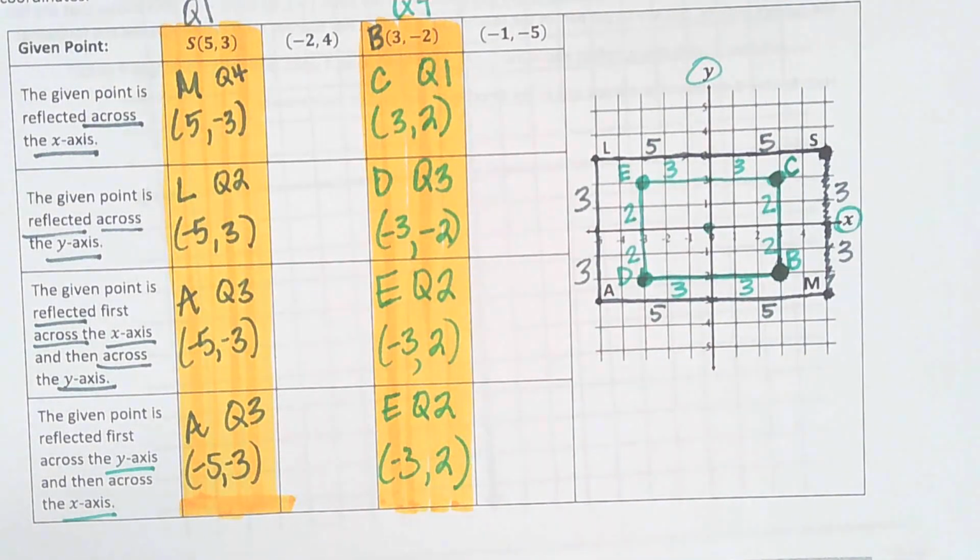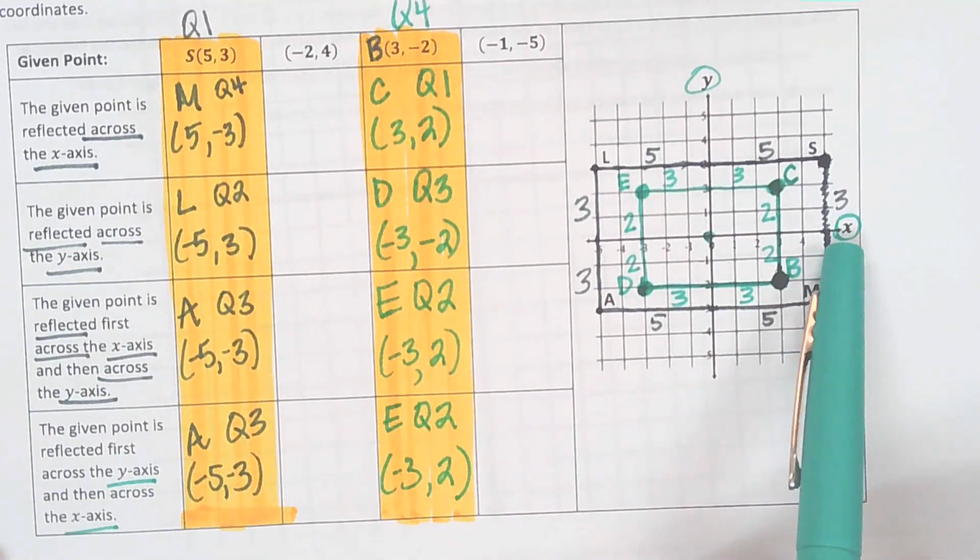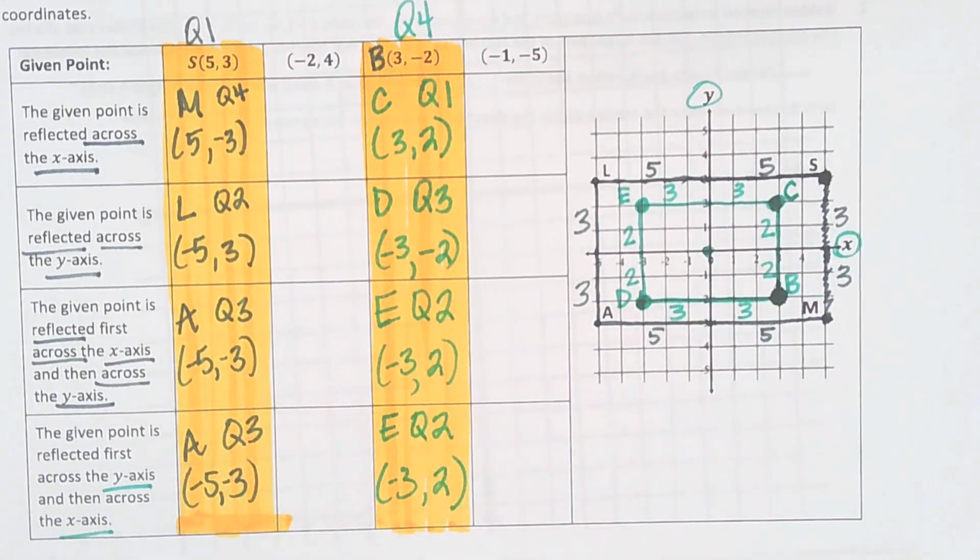Is this hard? But if you do not know your X and your Y, you're not going to know what to cross. So do you see why you need to know what's your X axis, what's your Y axis, what's your X coordinate, what's your Y coordinate?